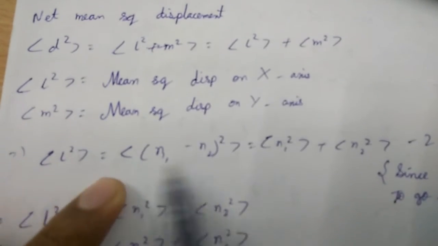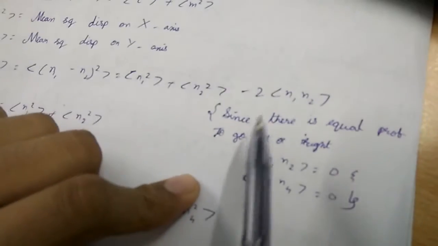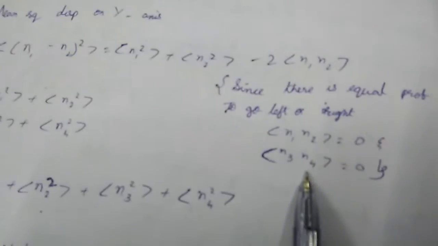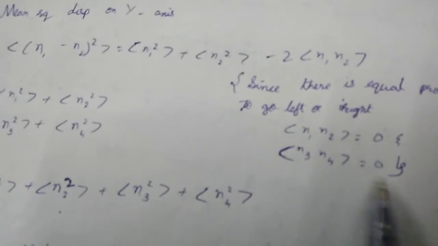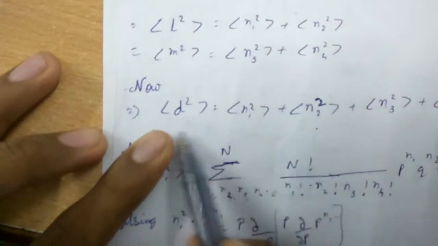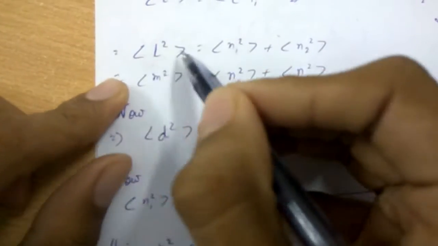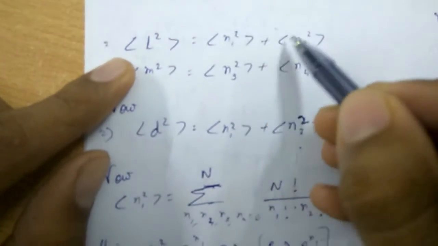So L square is equal to this one, and we just expand this one. Now the average of n1 n2 equal to 0 because they're equally probable to go left or right. Similarly the whole product average of n3 and n4 equal to 0. Now I substituted this one and this one in D square. We get the average of L square equal to the average of n1 square plus the average of n2 square.